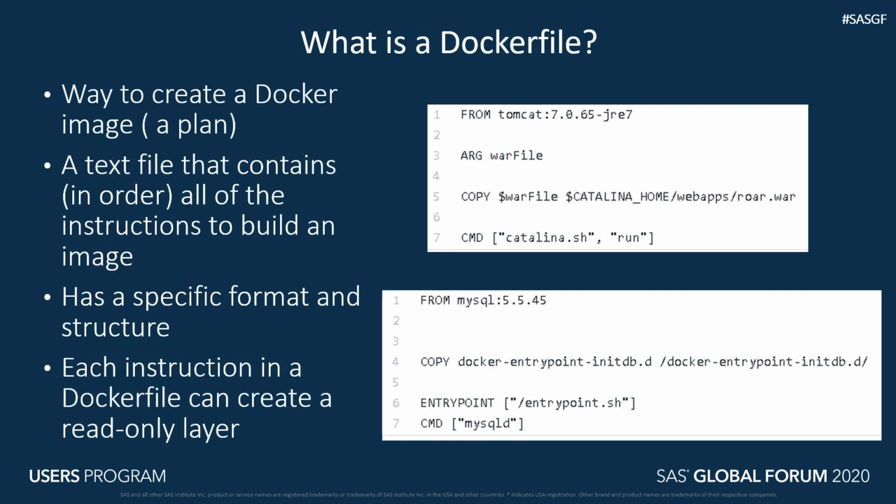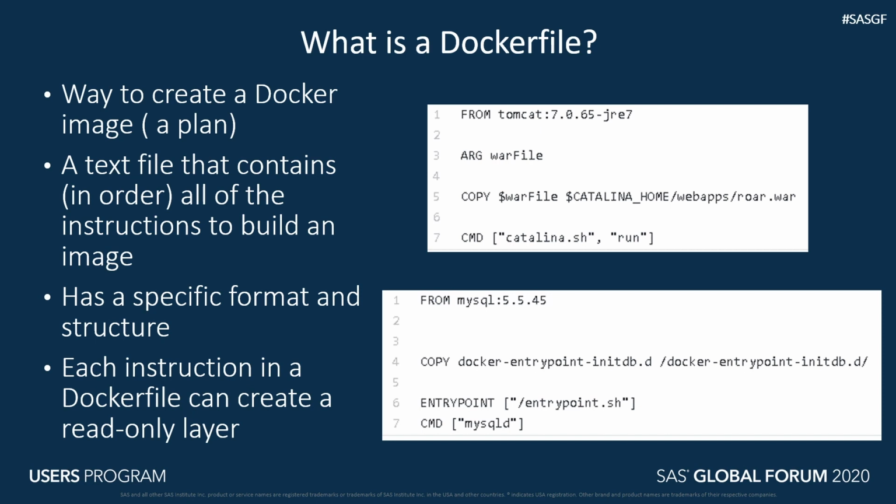So what is a Dockerfile? Well, we've seen a couple of examples of these already. It's a way to create a Docker image, a plan for how we're going to construct an image that can ultimately be turned into a container. It's a text file that contains, in order, all of the instructions to build an image. It has a specific format and structure, and each instruction can create a read-only layer, or most of them can. Again, you can see on the right-hand side a couple of examples.